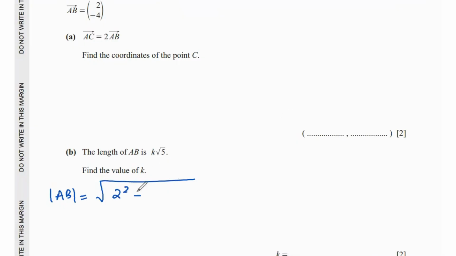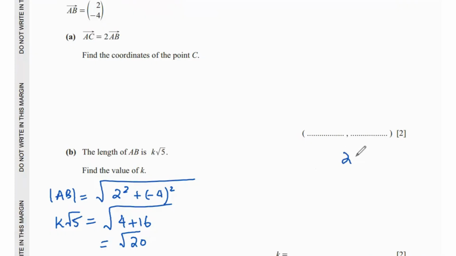2 square plus -4 square. The formula is the same when we're trying to find the hypotenuse in a right angle triangle. We add the squares of x and y value and then square root. So that's going to be 4 plus 16, which is √20. Now they said that the length of AB is k√5. So this is basically k√5.